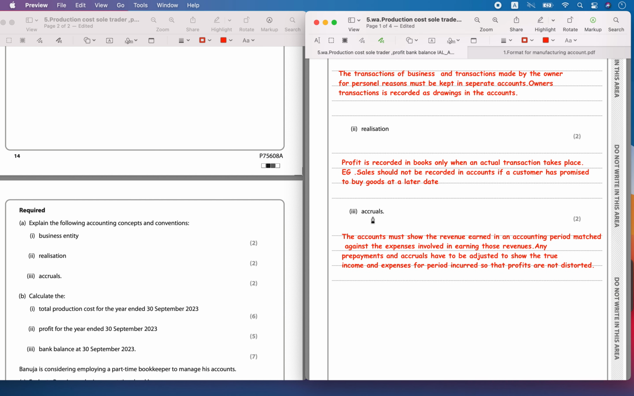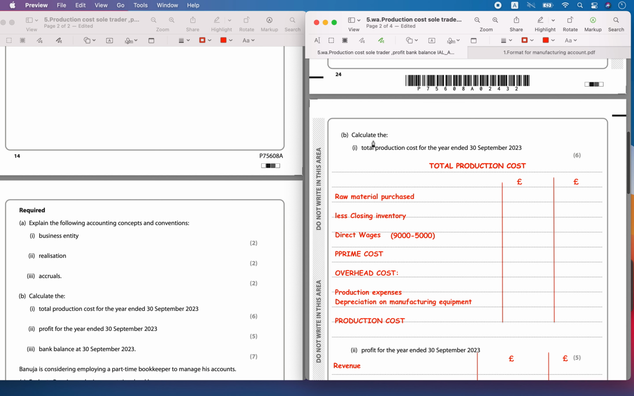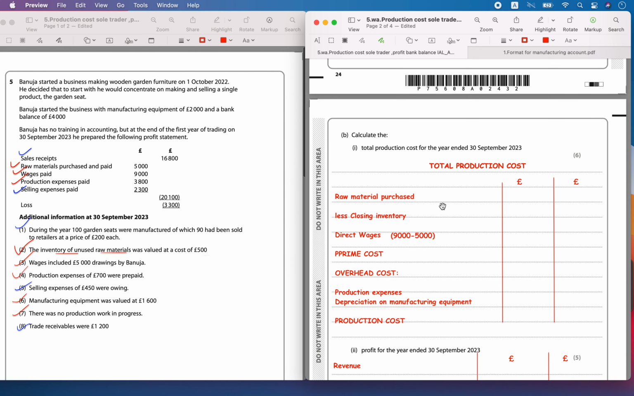Then as per the accruals concept, the revenue must match with the expenses incurred in that period. So any prepayments or accruals you will have to adjust so that it shows the true income and expenses incurred only for that period, so that profits are not distorted. Now second one, part B, calculate the total production cost for the year ended 30th September 2023.